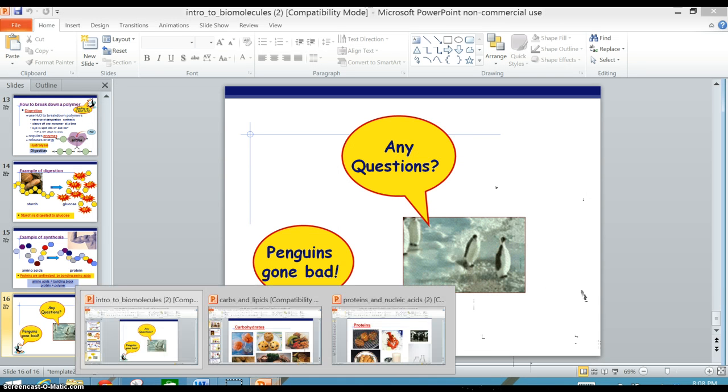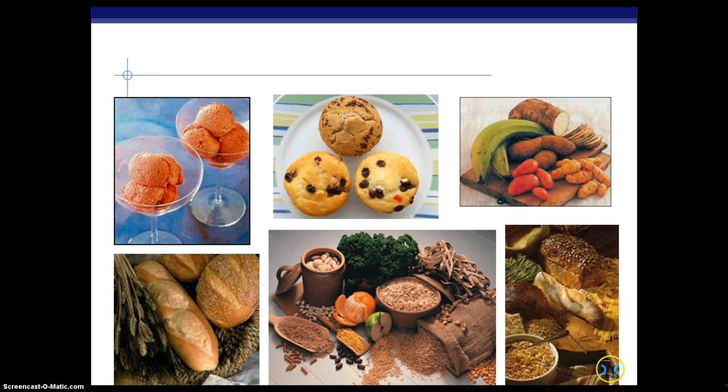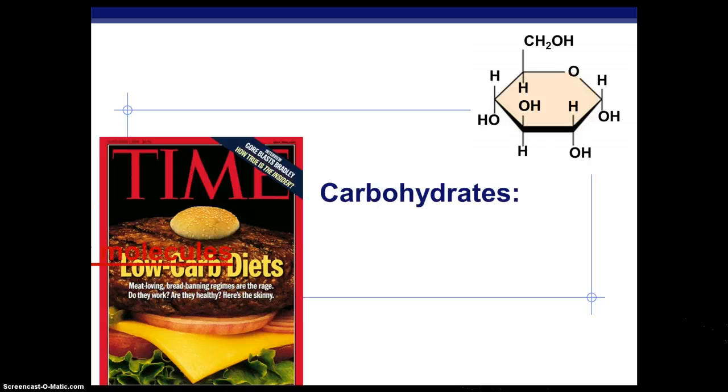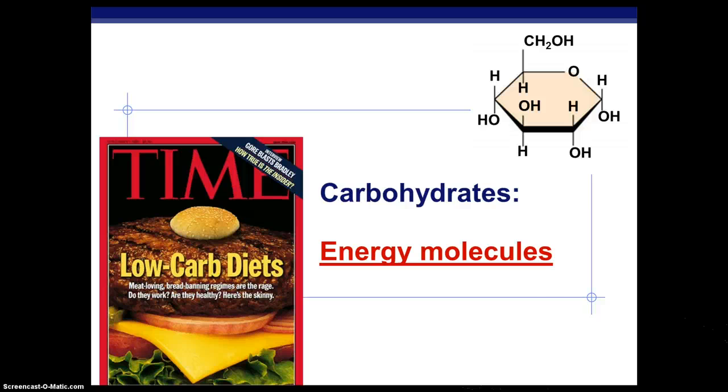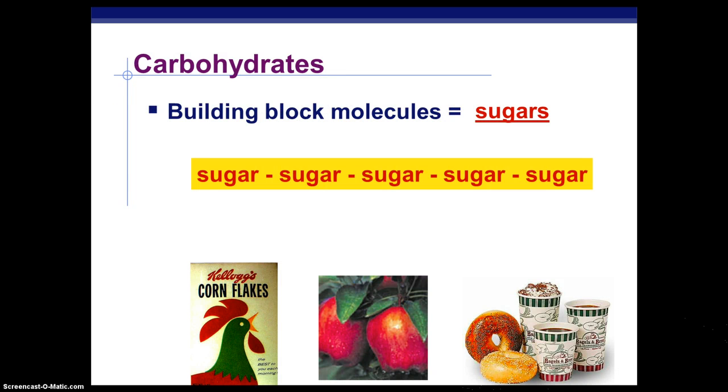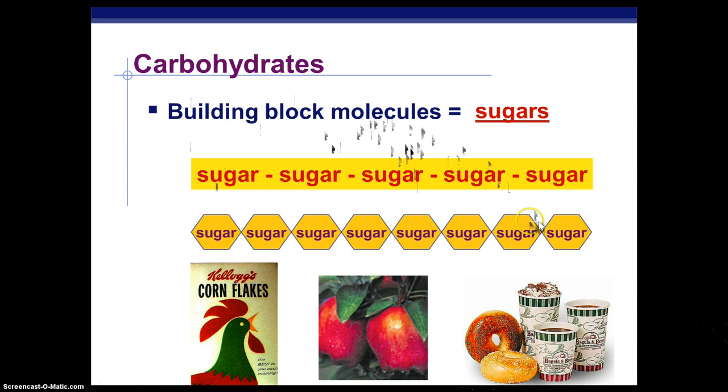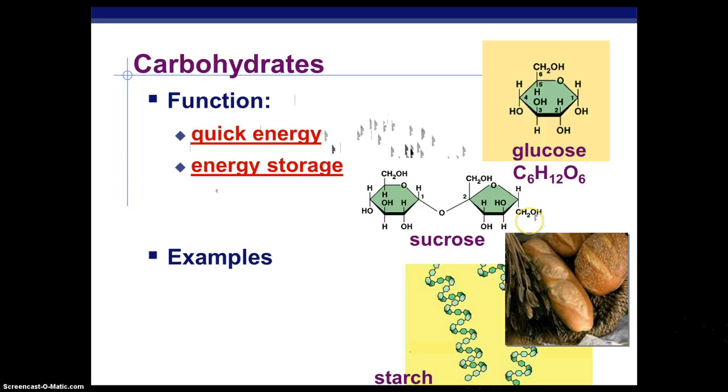All right, next one. Now we're going to talk about carbohydrates in more detail. Look at all those yummy carbohydrates. Carbohydrates are basically energy molecules. Their main function is to give you quick energy. The building block molecules, another word for this, remember, is monomer, which I think is what it says on your questions. The monomers of carbohydrates are sugars, and they're different types of sugars, but it's basically just a really long chain of sugars all put together.